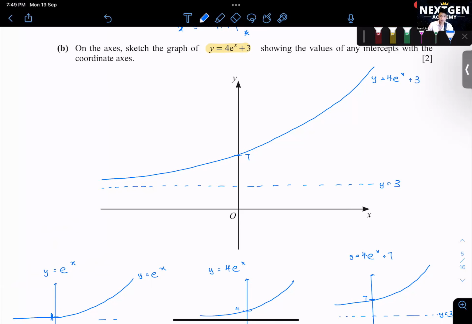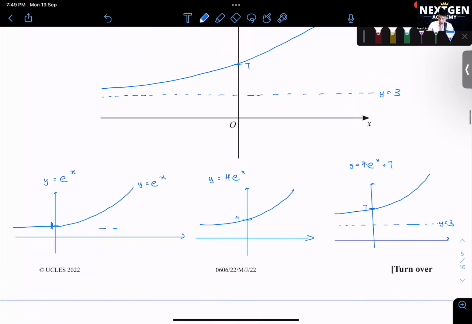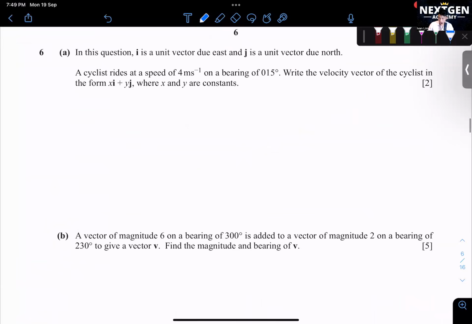Okay? All right. Question 6. In this question, i is a unit vector due east, j is a unit vector due north. A cyclist rides at a speed of 4 meters per second on a bearing of 015 degrees. Write the velocity vector of the cyclist in the form xi plus yj, where x and y are constants.